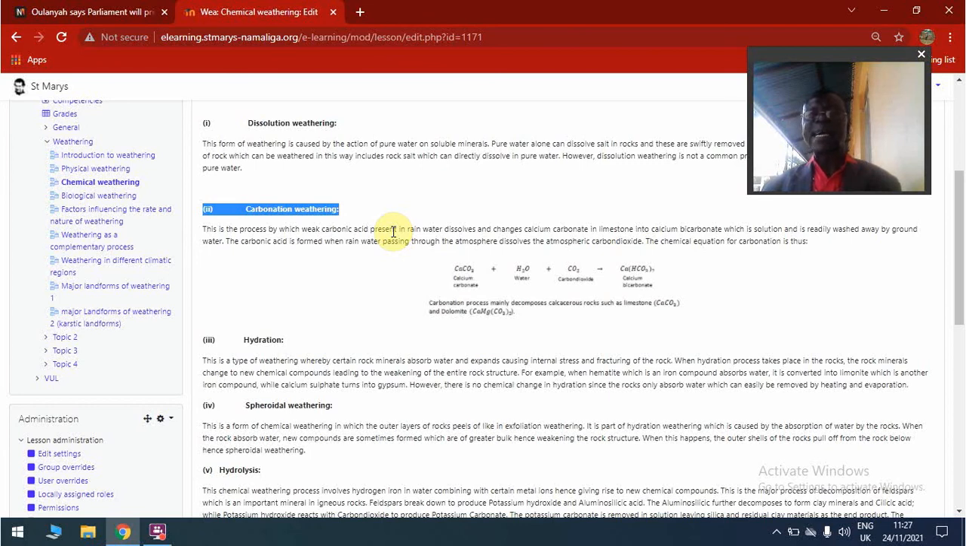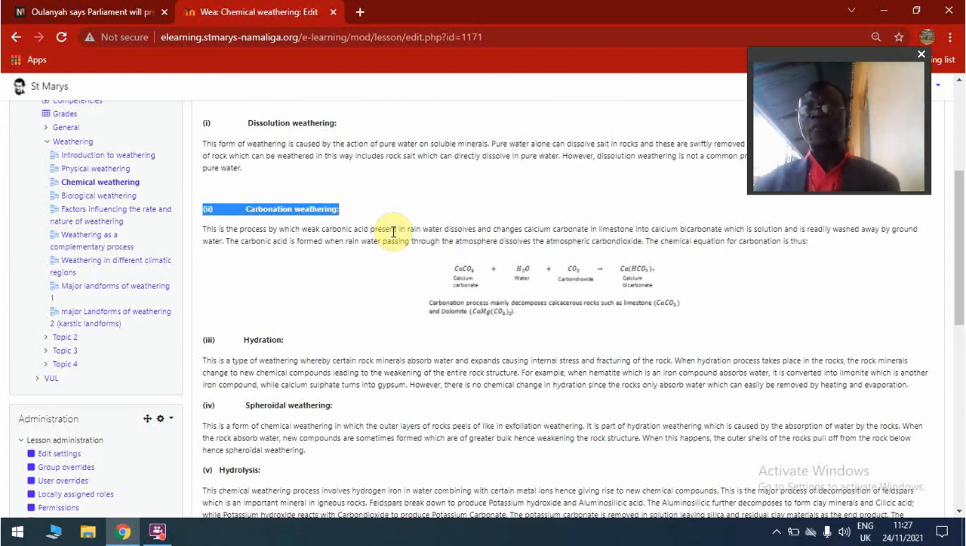This weathering process occurs when rainwater passing through the atmosphere dissolves carbon dioxide, which is plentiful in the atmosphere. And when it dissolves the carbon dioxide, it will produce hydrogen carbonate. Now, this hydrogen carbonate is a weak form of acid, carbonic acid. Now, this carbonic acid, when it lands on rocks such as limestones and dolomites, they can easily be dissolved.